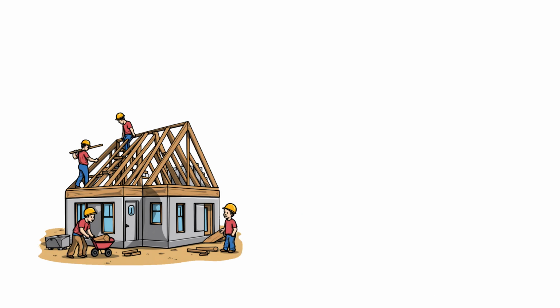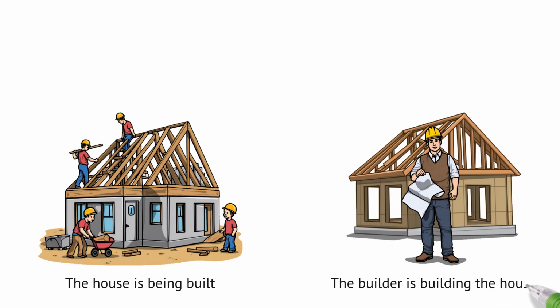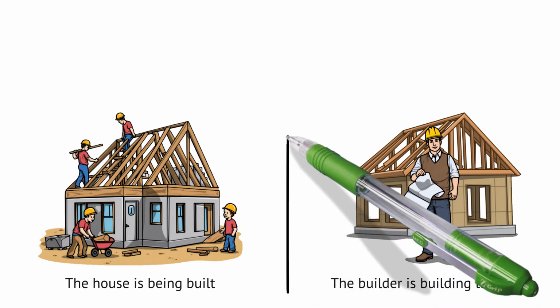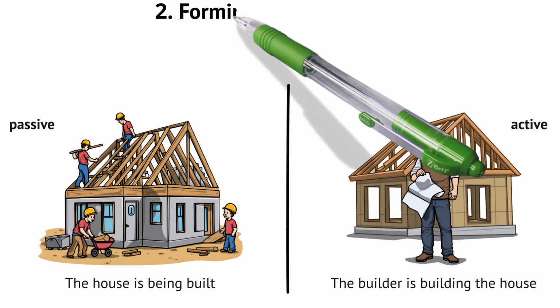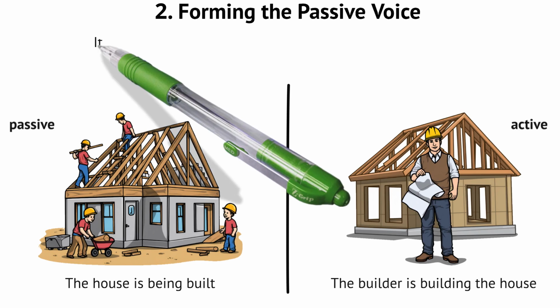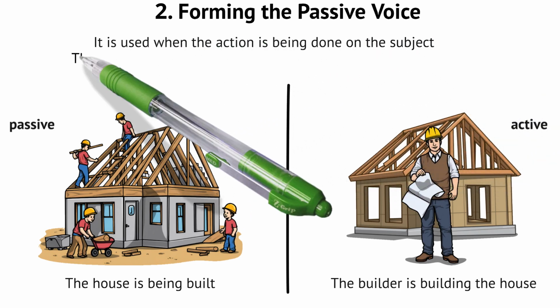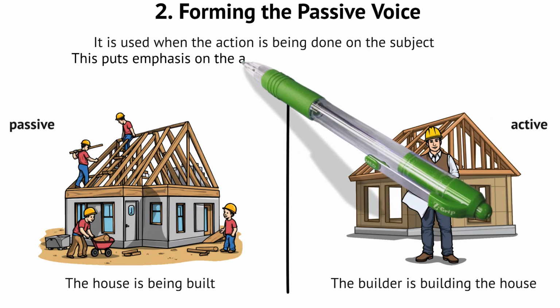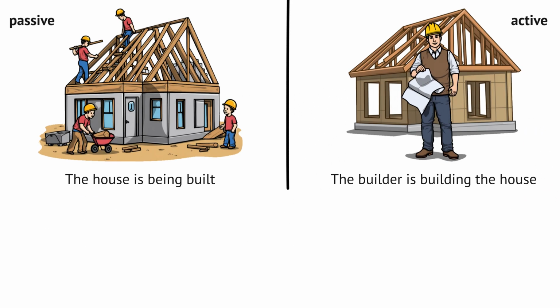Consider the two sentences. The house is being built, and the builder is building the house. They carry a similar conceptual meaning, but one of them is in the active voice and the other one is in the passive voice. This brings us to the second purpose of auxiliary verbs, which is to form the passive voice. The passive voice is used when the action is being done on the subject. A sentence constructed in the passive voice puts emphasis on the action itself or the receiver of the action.